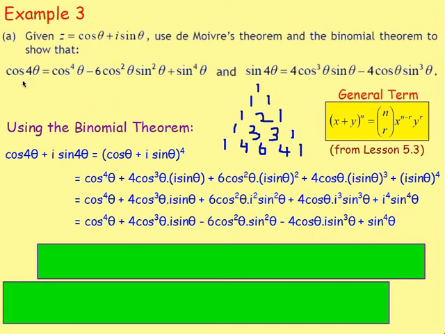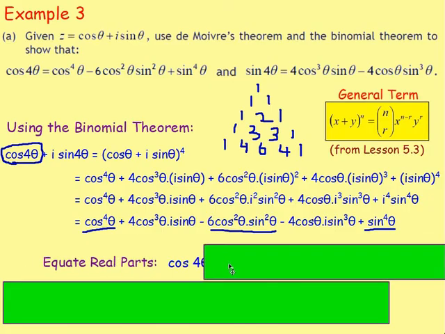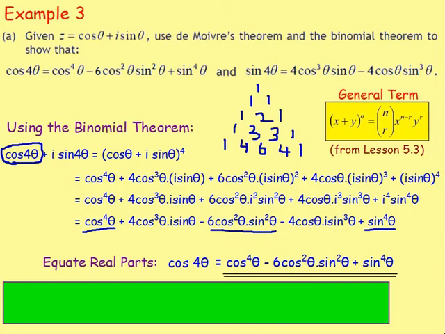We're wanting to show that cos 4 theta equals that. Well, you can see that cos 4 theta is your real part. So all you want to do is just equate the real parts. This part here is real, it's got no i's. This part here is real, it's got no i's, there's an i there, and this part here is real as well. So if you equate the real parts, you can say that cos 4 theta would equal just each of the real parts here.